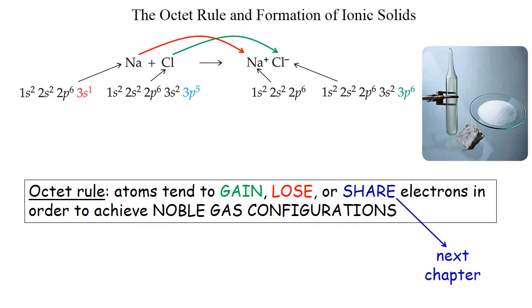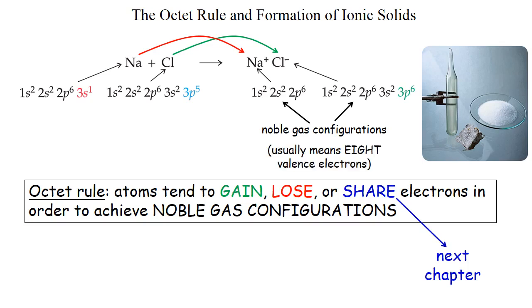Now, sharing is something that we don't see here. Sharing of electrons would be a covalent bond, and that's going to be in the next chapter. We're going to talk more about that. But you can see that these are noble gas configurations, or products.